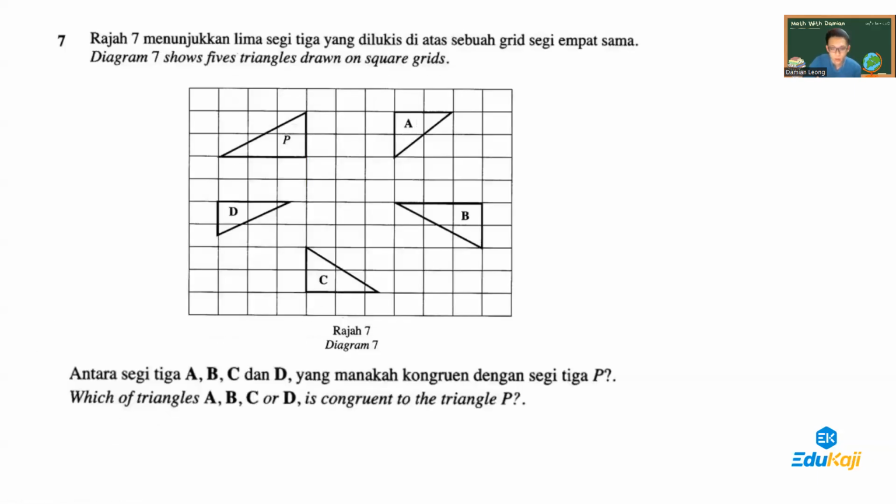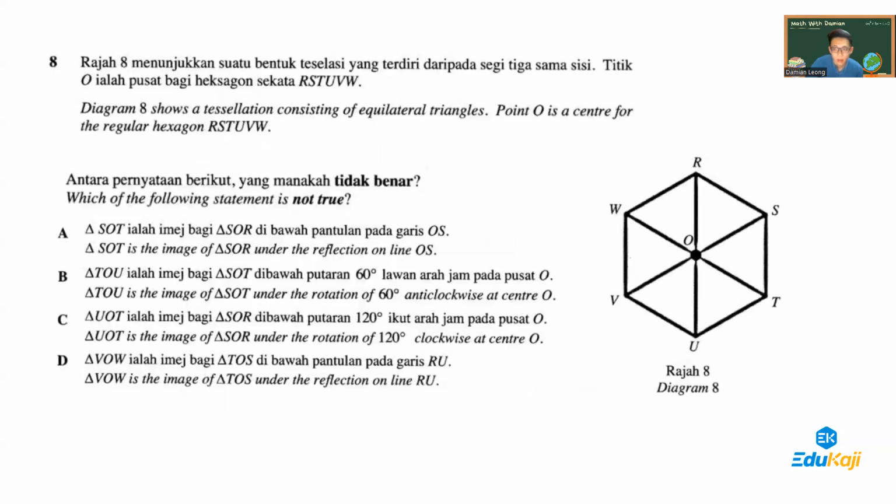Question 7. Which of triangles A, B, C, D is congruent to triangle P? Congruent means exactly the same shape and size, but the orientation can be different. So the one that is same shape and size is B. Yeah, should be able to see straight away. Compare the length of all the sides.